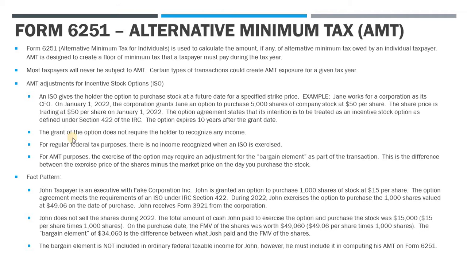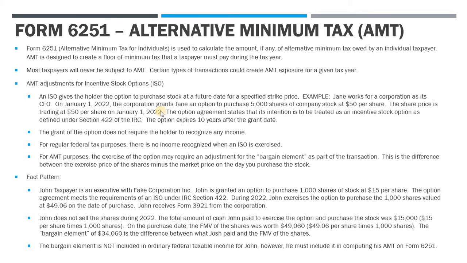So why is this important? Well, when we are granted the option, that option has value, right? Because it gives us a future right to purchase the stock at a certain price, but the grant of the option does not require the holder to recognize any income. So in that example, Jane doesn't have to include any income for whatever she thinks the value of the option is, because it's exempt. For regular federal income tax purposes, when Jane decides to actually exercise the option and buy the stock, there's also no income recognition event, right? It's only when Jane actually sells the shares that she has an income inclusion for regular federal income tax purposes.